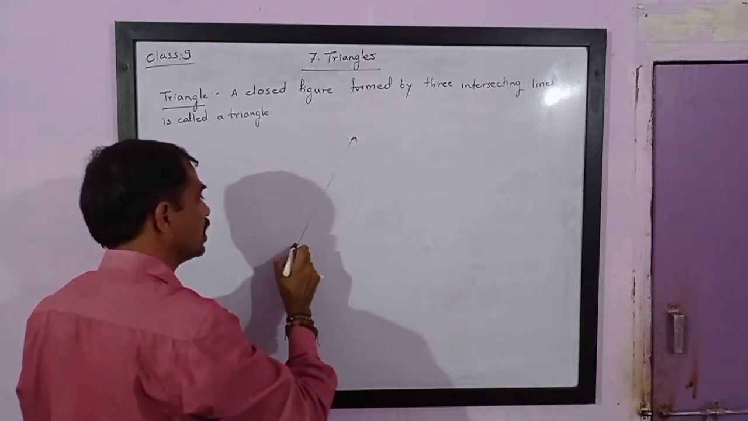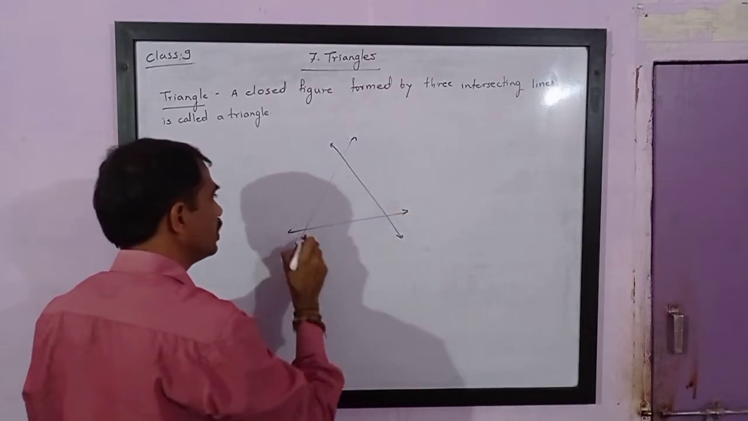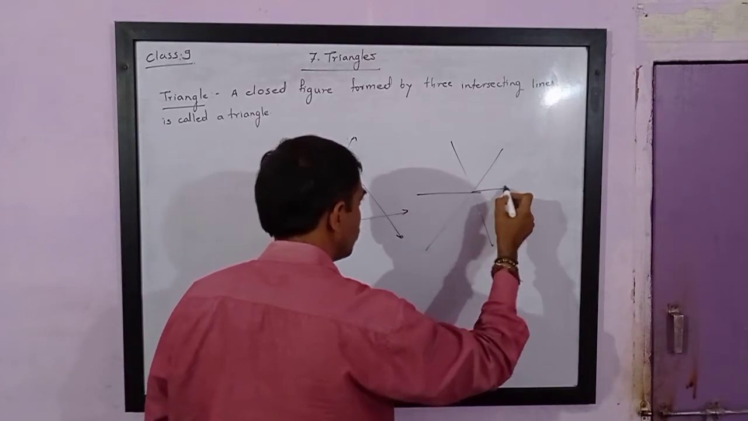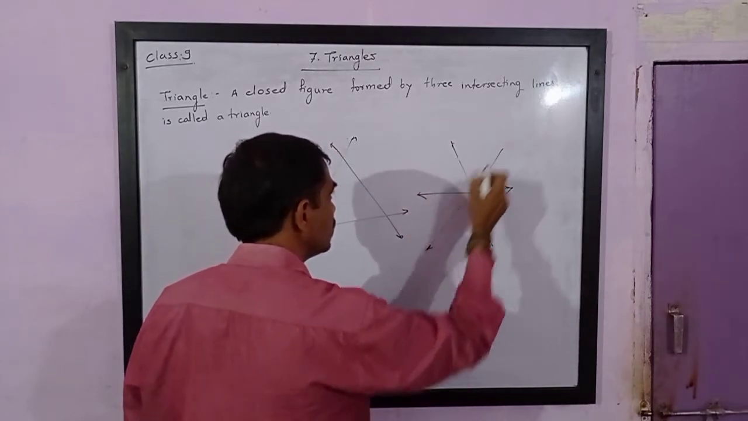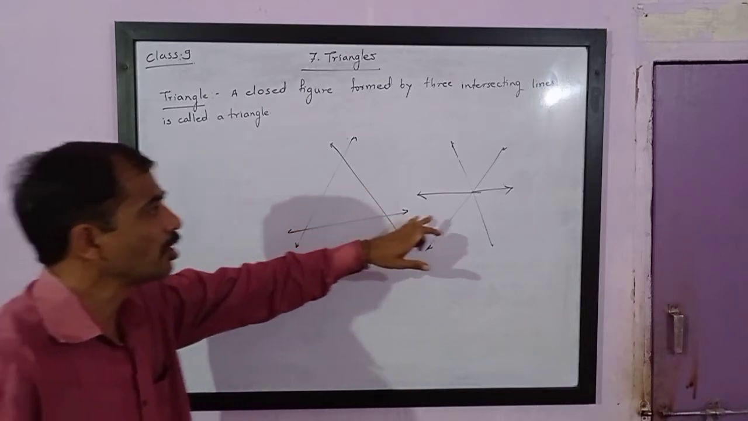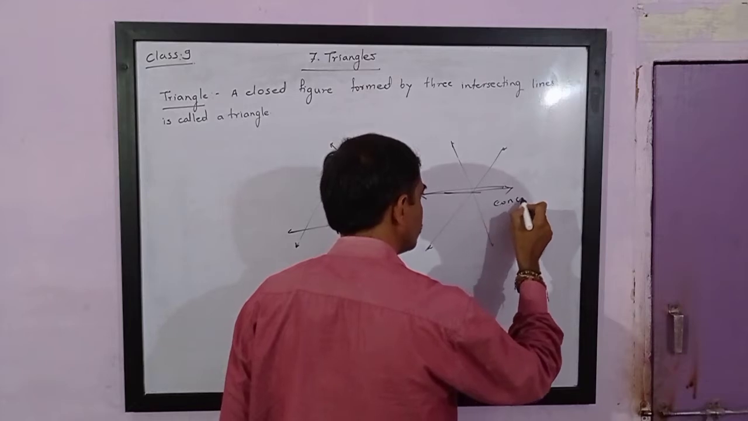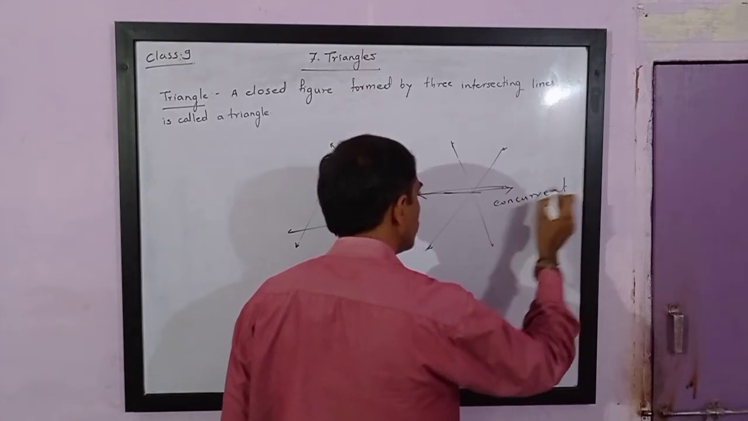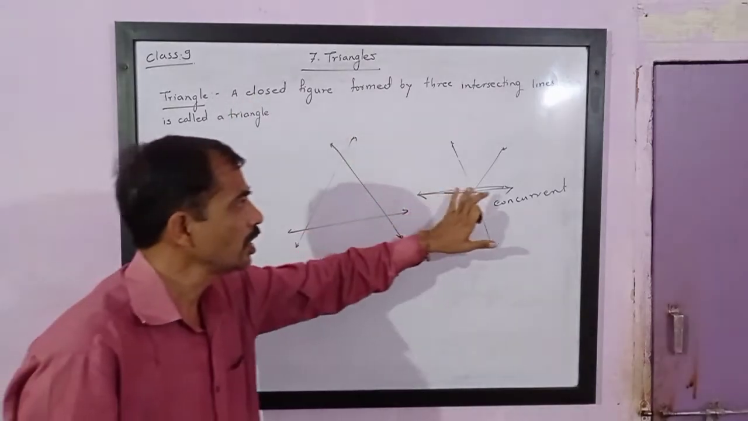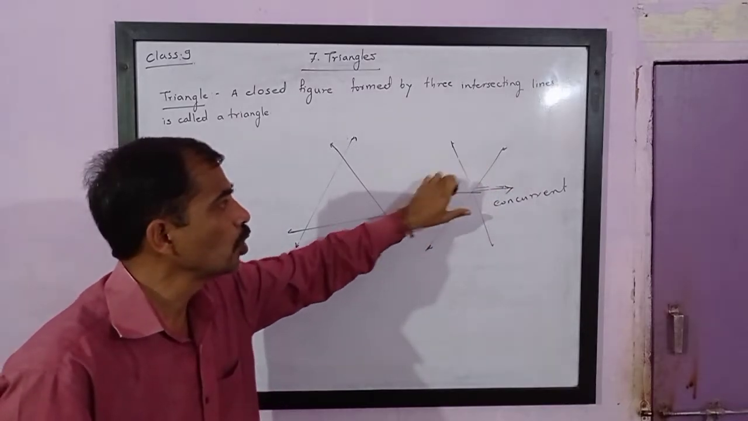So, if this is three intersecting lines, please note, these are also three intersecting lines. So three intersecting lines must be in this way, that is, they must not be concurrent. These are concurrent lines and these are non-concurrent lines. So a closed figure is formed. Now please note here, these concurrent lines don't form a closed figure.